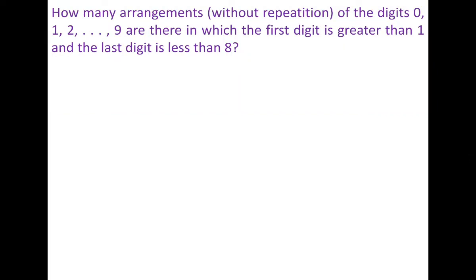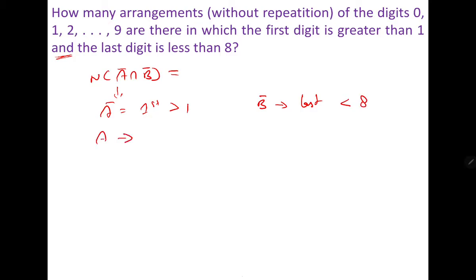Now using the inclusion exclusion formula, let's try to solve this problem. How many arrangements without repetition of all the digits 0, 1 to 9 are there, in which the first digit is greater than 1 and the last digit is less than 8? So if I have to use the inclusion exclusion formula, then it says that n of A bar intersection B bar is, and then you have the right hand side. It means here AND is there, which represents the intersection. So my A bar is first digit is greater than 1 and B bar is last digit less than 8. It means my A is first digit is 0 or 1 and B is last digit is 8 or 9.